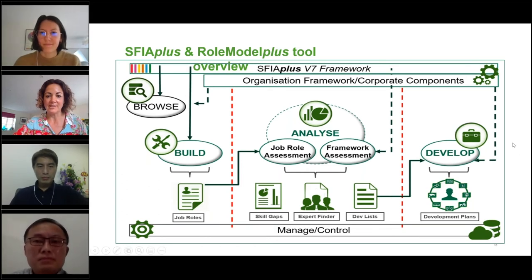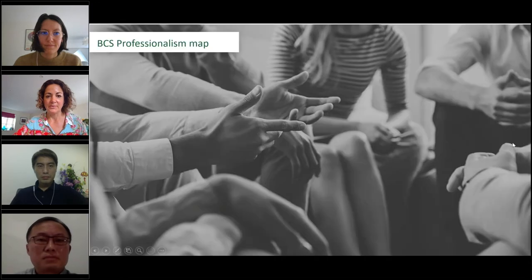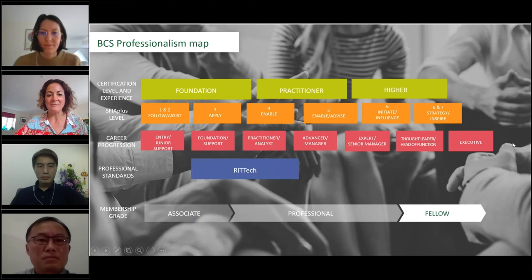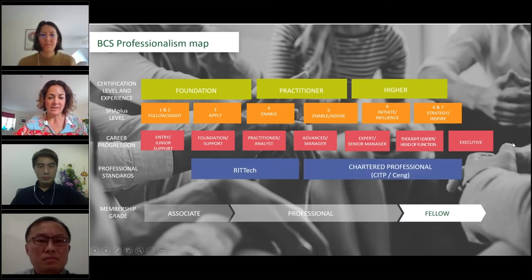We go on to the next slide. So the next slide just sort of brings everything together, really. So we have the membership grades at the bottom, and we have the Sophia levels in the orange. We have the career progression levels and also the standards that we're offering.